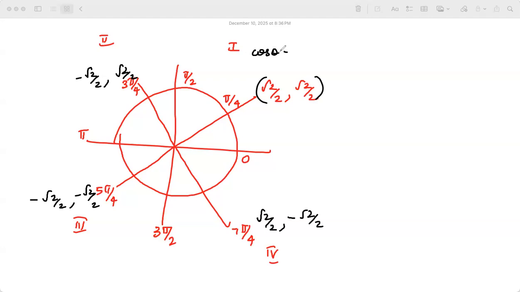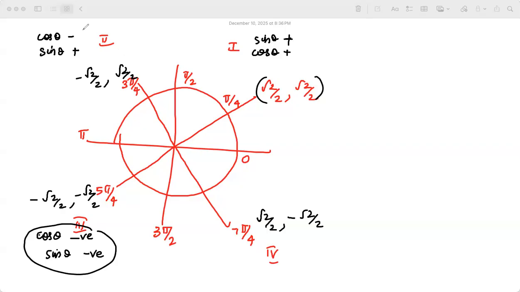Cos theta is positive here, sin theta is negative in this quadrant. In this quadrant, what can you say? Cos theta is negative. Isn't sine also positive in the first quadrant? Yes, ma, sorry. So in this one cos theta is negative, sin theta is positive. Here, cos theta is negative, sin theta is negative.